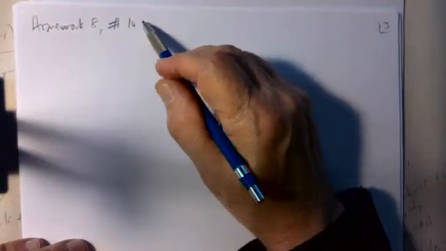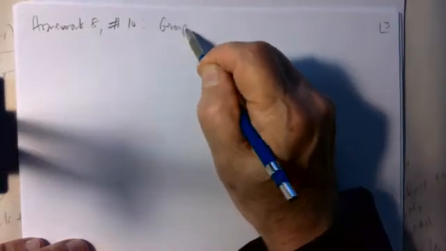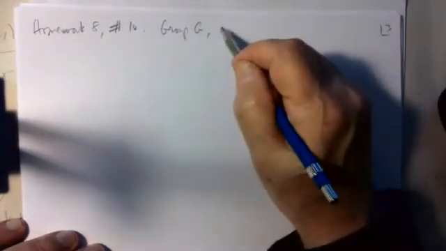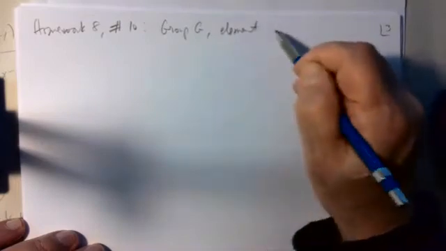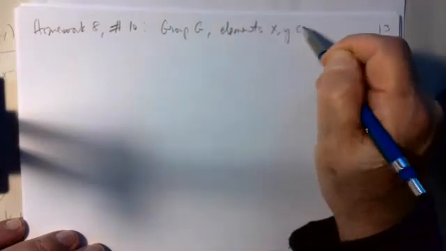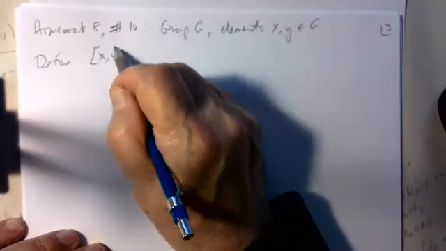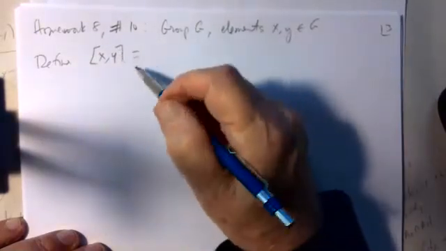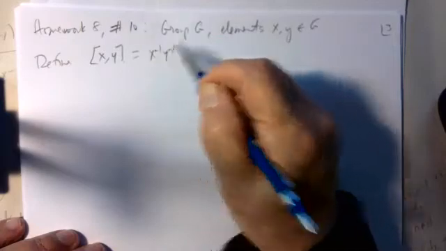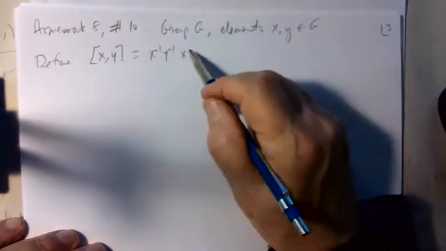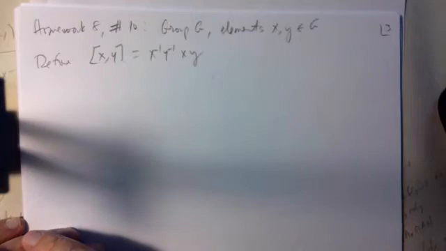So we have a group G and elements X and Y in the group. And we defined what is called the commutator, which we write as square brackets around X and Y. And this is X inverse Y inverse XY.